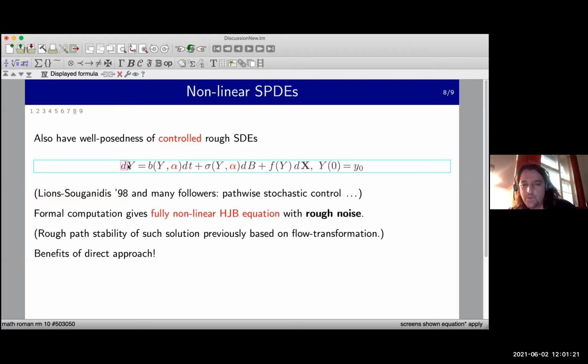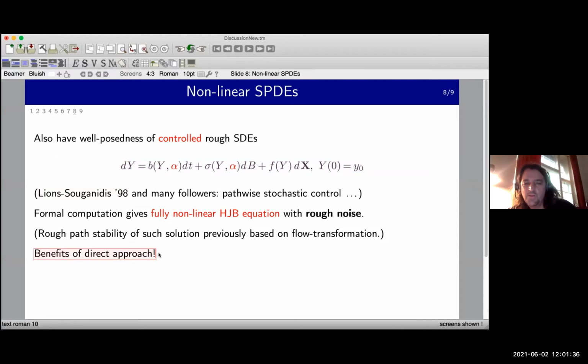Now you can really formulate it in some intrinsic way without any tricks like flow transformations, which may work, but if you think of discrete approximation or something, at some point these transformations kill you. And so there are many benefits of a direct approach. So what I'm saying is this Markovian structure, and this controlled Markovian structure with some ramifications, they lead us back full force to classes of nonlinear SPDEs.